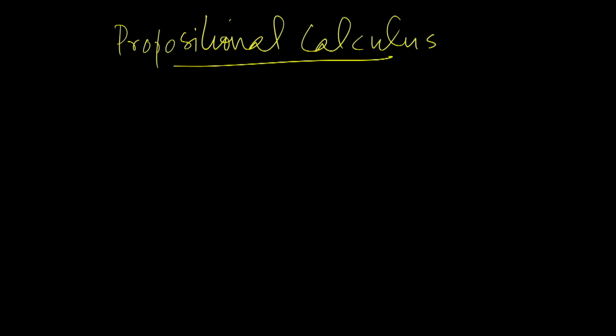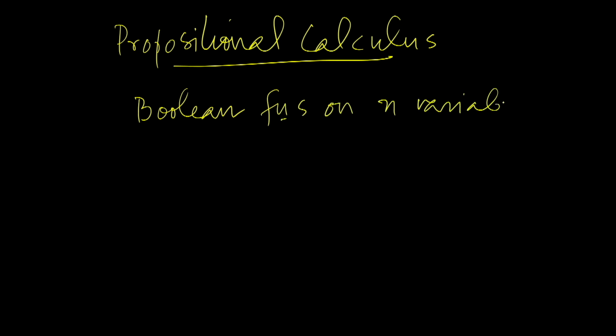In the last class, we talked about the Boolean functions on n variables, and we saw that such functions can be synthesized using AND or NOT gates. These are logical connectives. Using these logical connectives, we can synthesize any Boolean function on n variables. Therefore, this set of logical connectives is called a complete set of connectives.